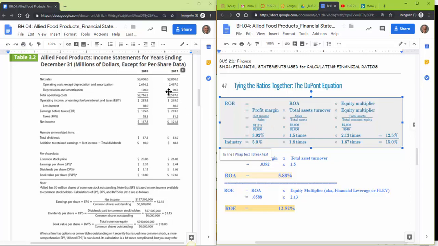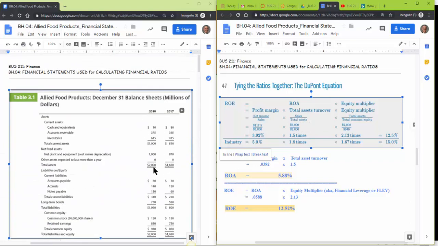The total asset turnover would be the sales of $3 billion divided by the company's total assets of $2 billion. $3 billion divided by $2 billion gives you a total asset turnover of 1.5 times, or to interpret it in another way, there's $1.50 in sales for every dollar that the company has invested in assets.